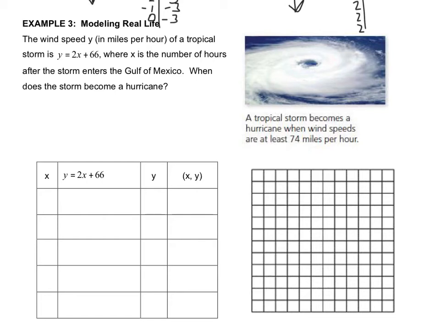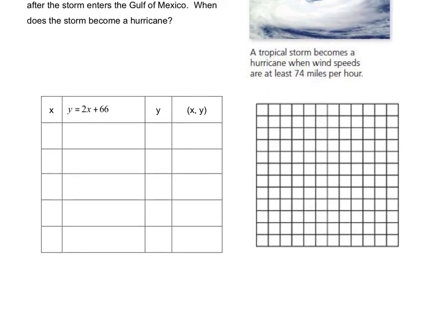Well, before we get anywhere near answering that, let's make a table. Now let's think about this. In this case, will we have anything that would be negative? Am I going to have negative time, which would be the x, when it enters the Gulf? Am I going to have negative wind speeds? No, everything in this situation is positive. So this is a case where I'm not going to use any negatives because it wouldn't make sense. So I'm going to pick only positives, but I'm also going to pick 0. So the very first number I'm going to plug in is 0.